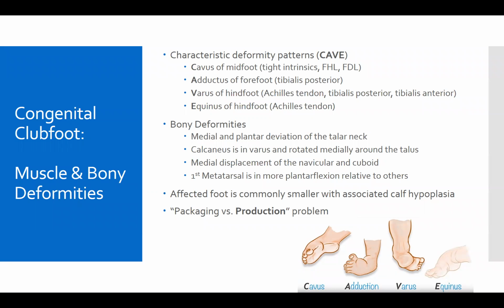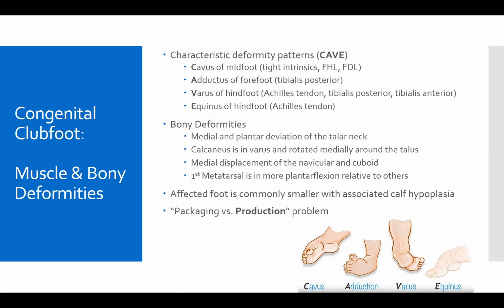We also see some associated bony deformities, such as medial and plantar deviation of the talar neck. The calcaneus is typically in varus and rotated medially around the talus. We also see medial displacement of the navicular and the cuboid. The first metatarsal is also noted to be in more plantar flexion relative to the others. The affected foot is also commonly smaller than a normal foot, and there is associated calf hypoplasia on that side as well.